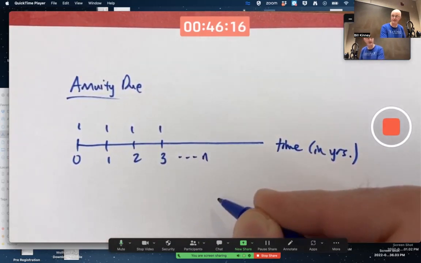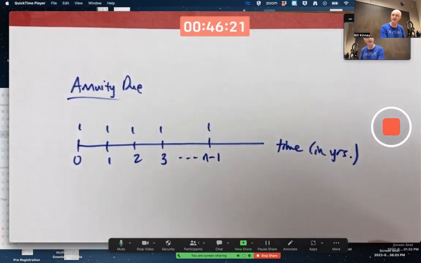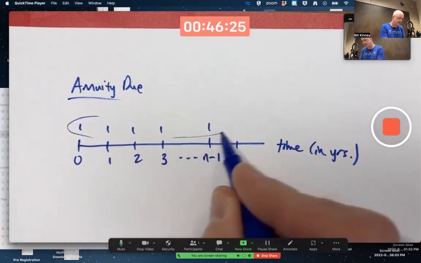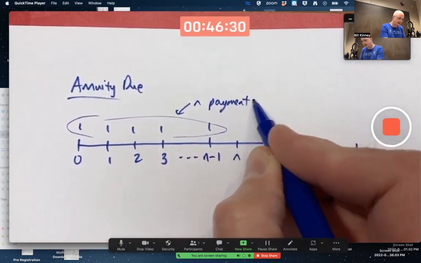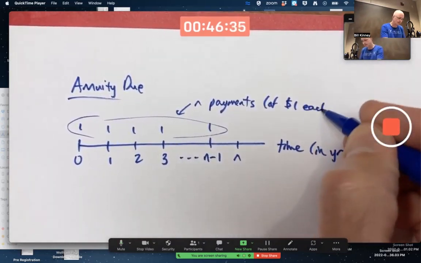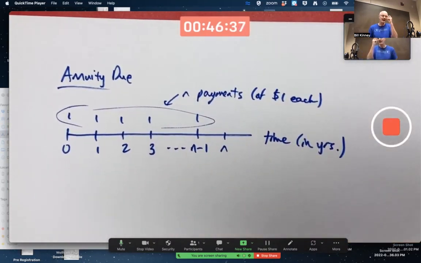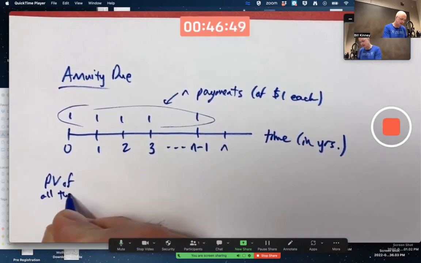We're going to have n payments. So the last payment is going to be at time n minus 1, not time n. These are n payments of $1 each. I could ask, what's the present value of all these payments right now at time 0? Present value of all these payments.